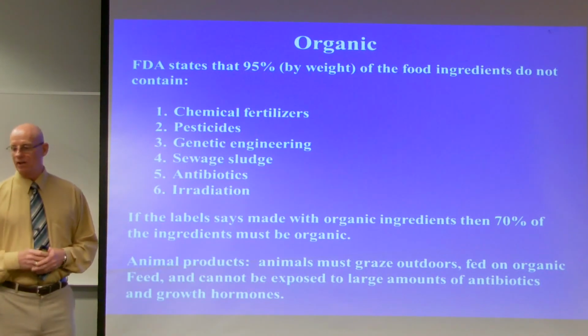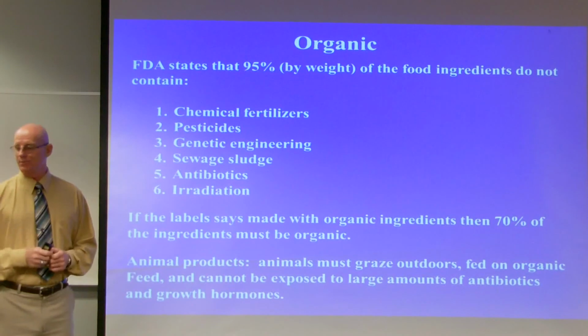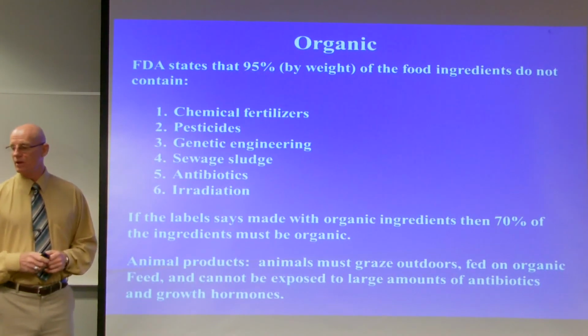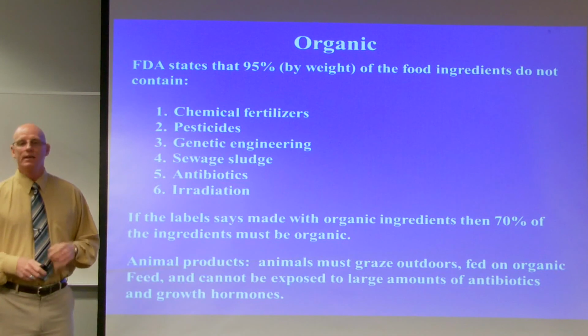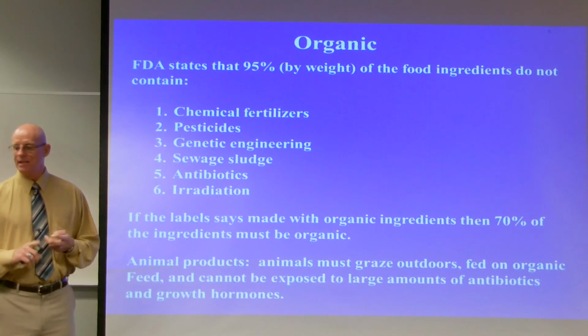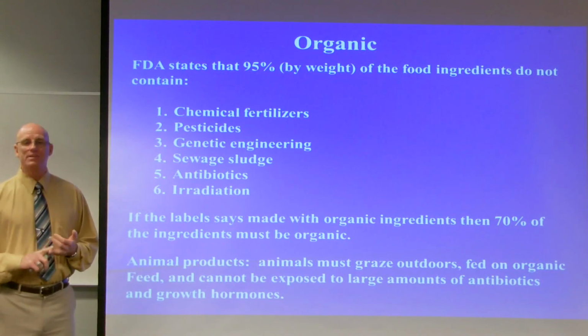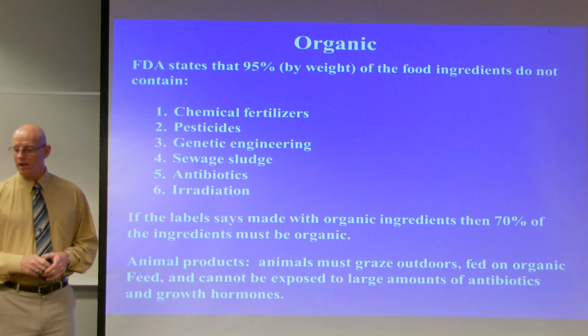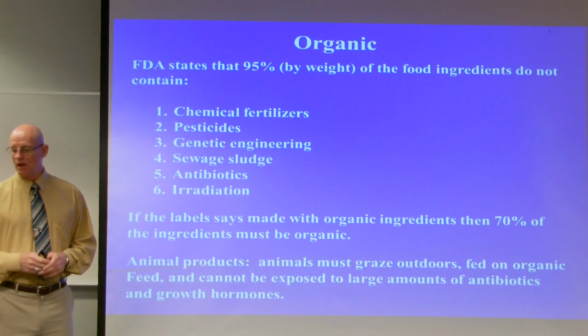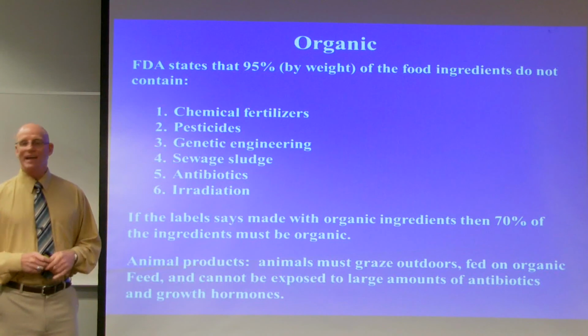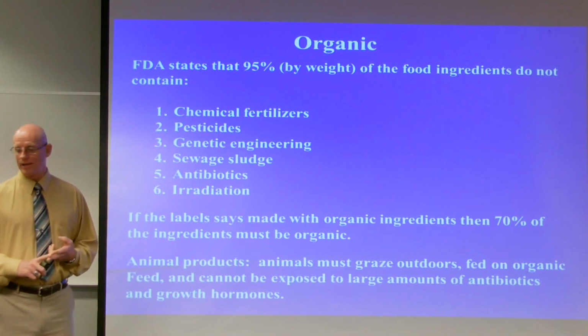Organic. If the label has organic on it, the FDA states that 90% of that food by weight of the food ingredients do not contain chemical fertilizers, pesticides, genetic engineering like genetically modified organisms, sewage sludge, antibiotics, and irradiation. If the label says it is made with organic ingredients, then 70% of the ingredients must be organic. As far as animal products go, animals must graze outdoors. They are fed on organic feed and cannot be exposed to large amounts of antibiotics and growth hormones.